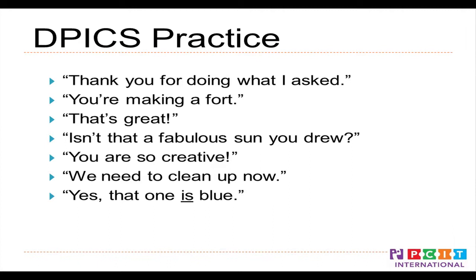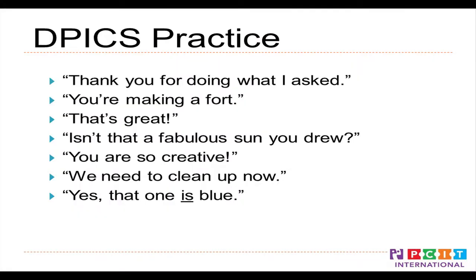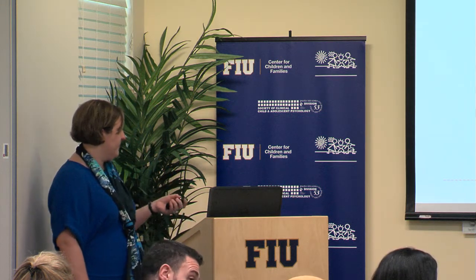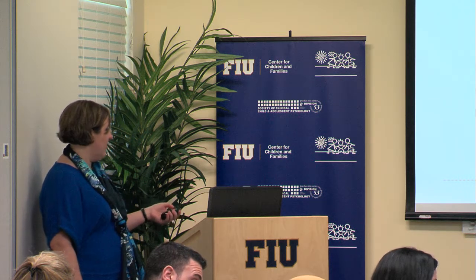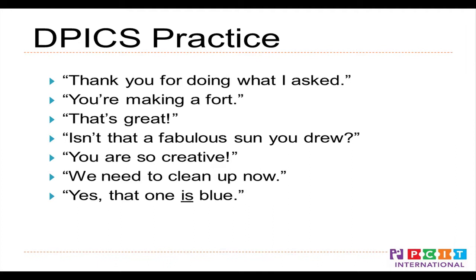Okay, so now the parent says, yeah, that one is blue. And? This one's a tricky one, too. I heard a neutral talk in there. The trick here is that yes and no are always what? Coded on their own. So we need one code for yes, and then another code for that one is blue. So you guys told me reflection for that one is blue. Yes would be? It's just coded as a talk. Okay, so yes is a talk, and then that one is blue is the reflection.